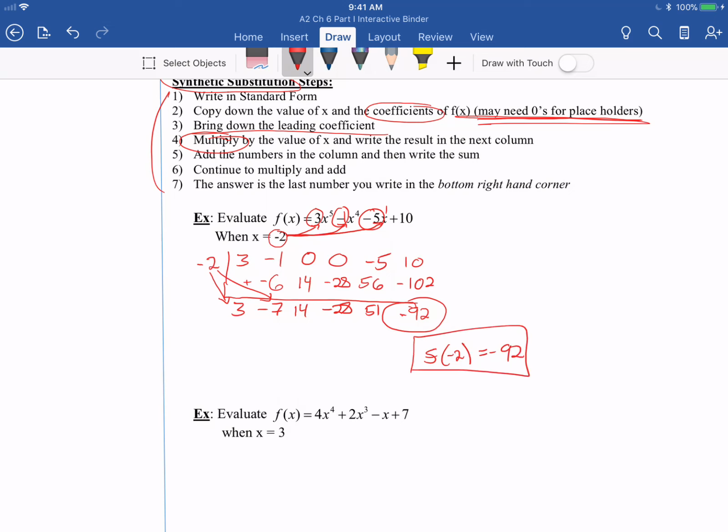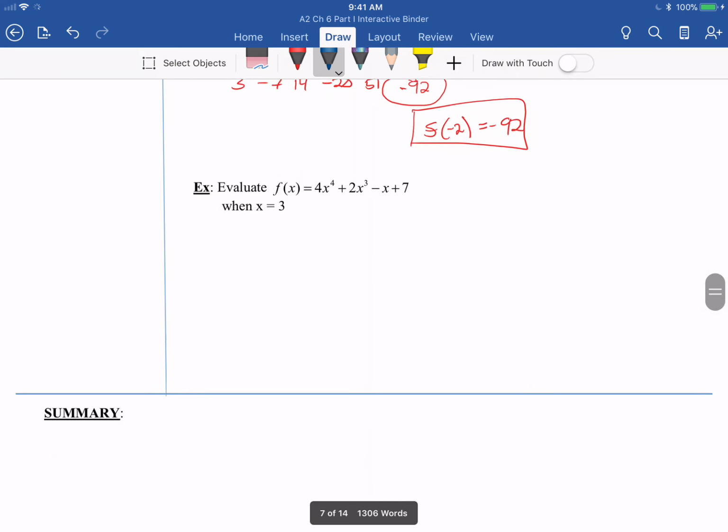Okay. So like I said, you could have just gone through and plugged in this -2 for all my x's. You could have plugged it in there and just solved it like we did on the last example. But this synthetic substitution, I promise you, is going to be a lot easier once you get this down and keep on going through these. All right. So here we go. This last example, let's go through this guy really quick.